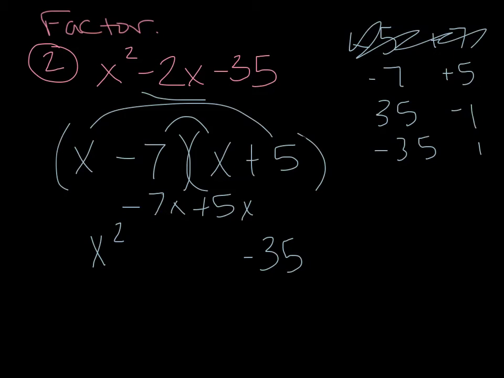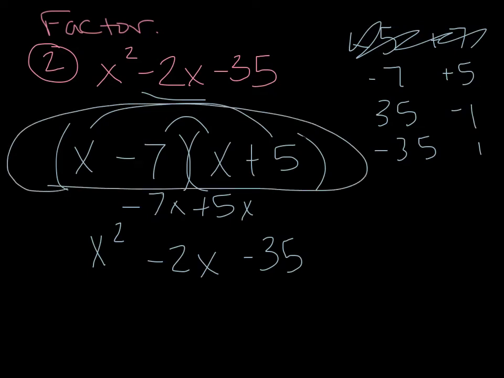Okay, so negative 7x plus 5x is negative 2x, which is what my original problem was. So this is now my answer. There are going to be times where you don't get it right the first time, maybe even two times. Just keep trying. Okay, let's try another one.